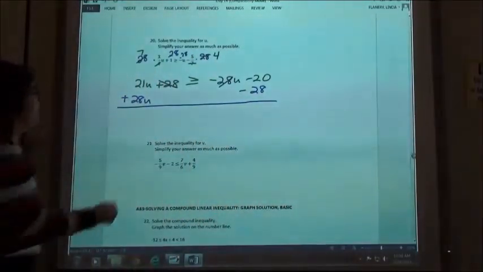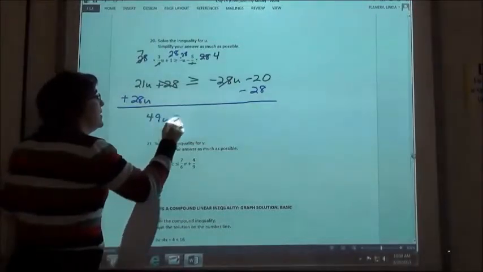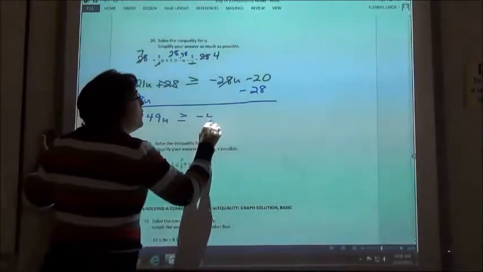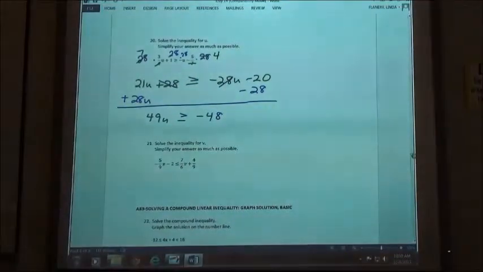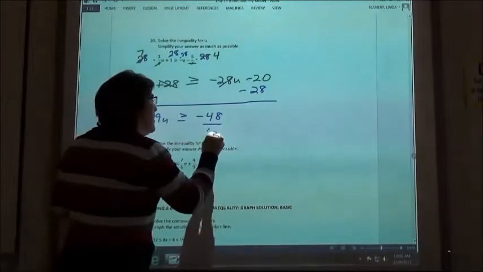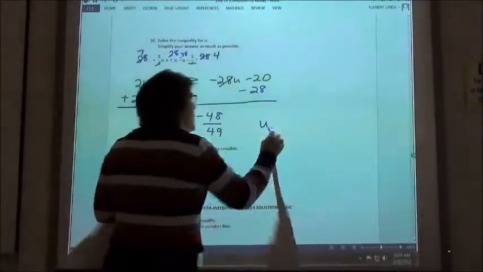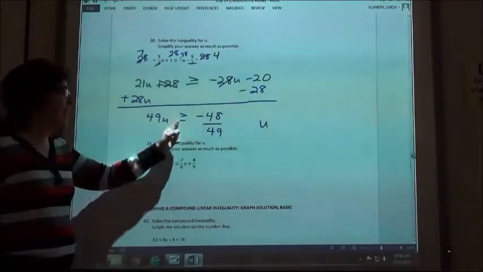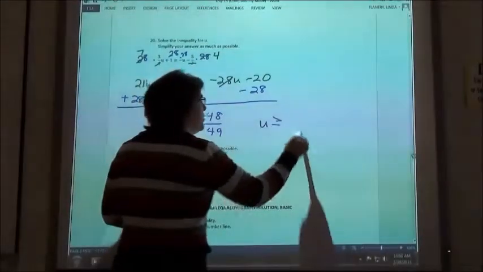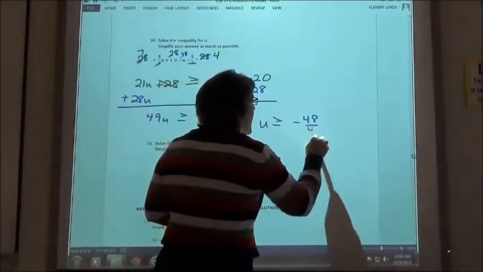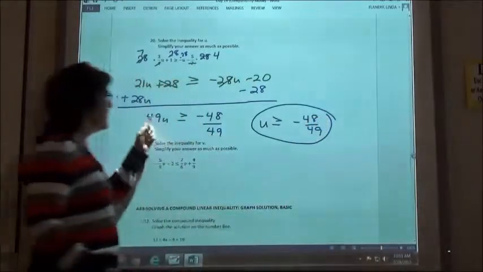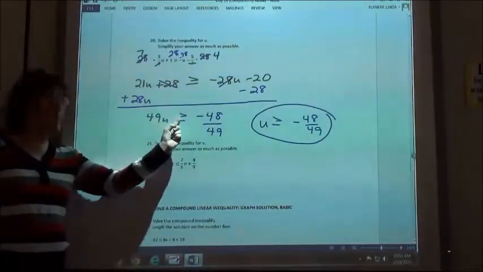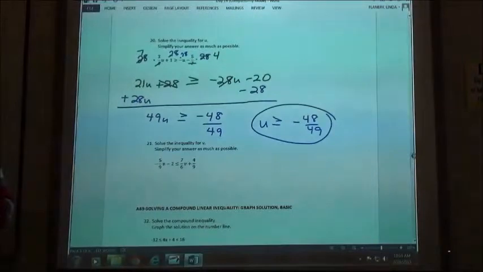So we're going to get 49u is greater than or equal to negative 48, right? And then to solve that, I'm going to divide by 49. My answer is u is going to be, and what symbol do I use? You're going to equal or less, the same one. The same one. Greater than or equal to negative 48 over 49. So on this one, this number in front of the u was positive. We left our sign the same direction. Alrighty.